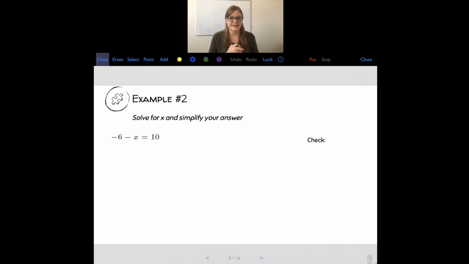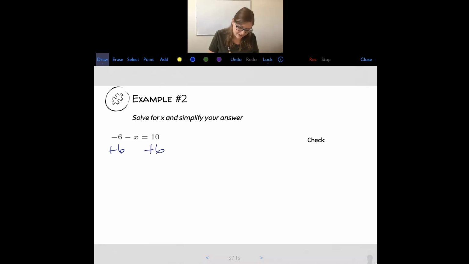So when we're looking at this, we have negative 6 minus some number equals 10. You may know this by looking at it, but if we're going to solve, we don't have any parentheses, we don't have any like terms to combine on either side. So we start off by, we need to move the 6 over to the other side. That 6 is negative, so we add it, okay?